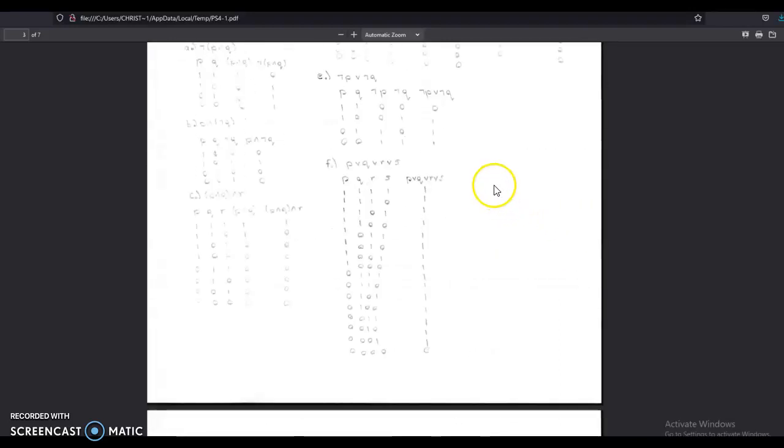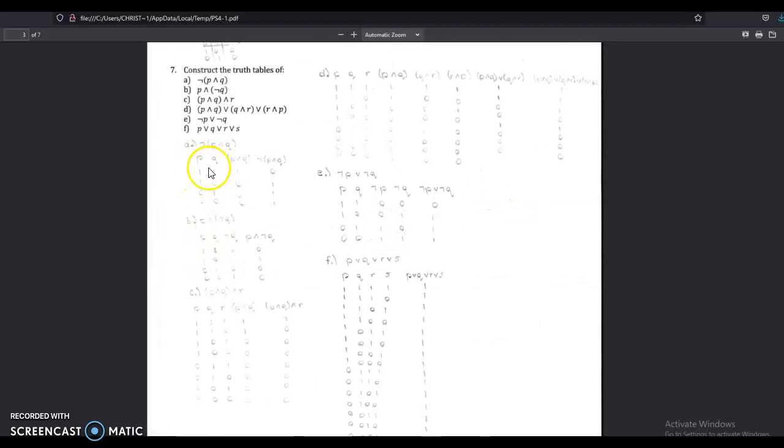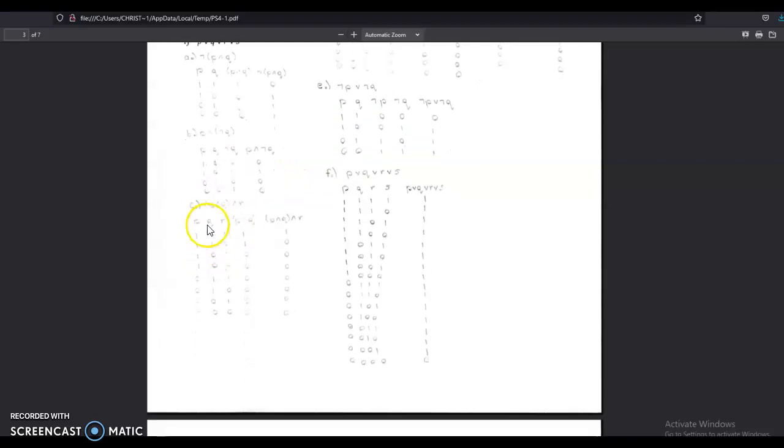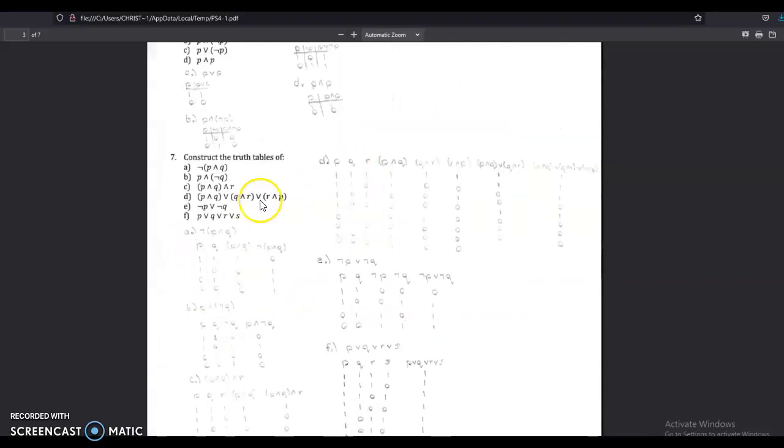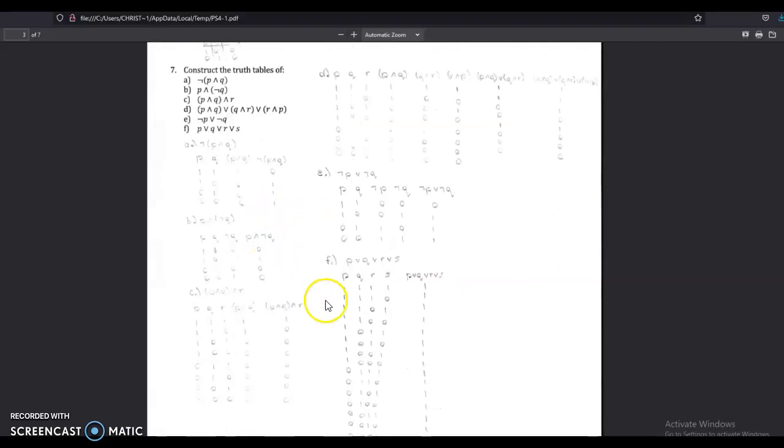So if we go back, we can see that when there's 2 propositions, there are 4 rows. When there are 3 propositions, there's going to be double that, there's going to be 8. And then for F, oh sorry, I didn't go over F here. So F asks when P or Q or R or S is true.